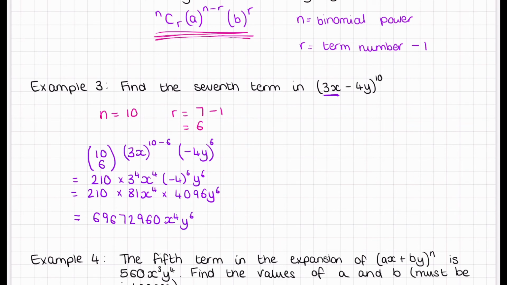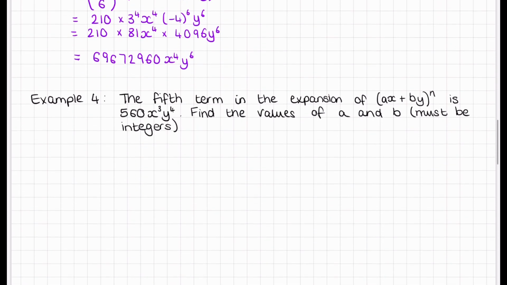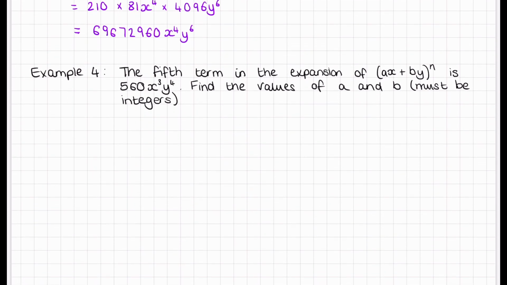And there's our final answer. Another way that you can be asked questions, so we have the 5th term in the expansion of (ax + by)^n is 560x cubed y to the power of 4. Find the values of a and b, and they must be integers. So this time we know what we're trying to get to, we just have to work out what a and b are to get to that.